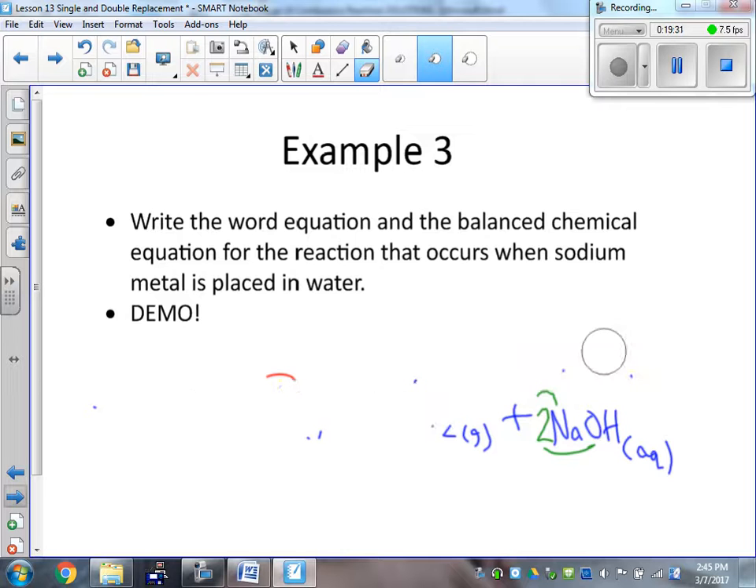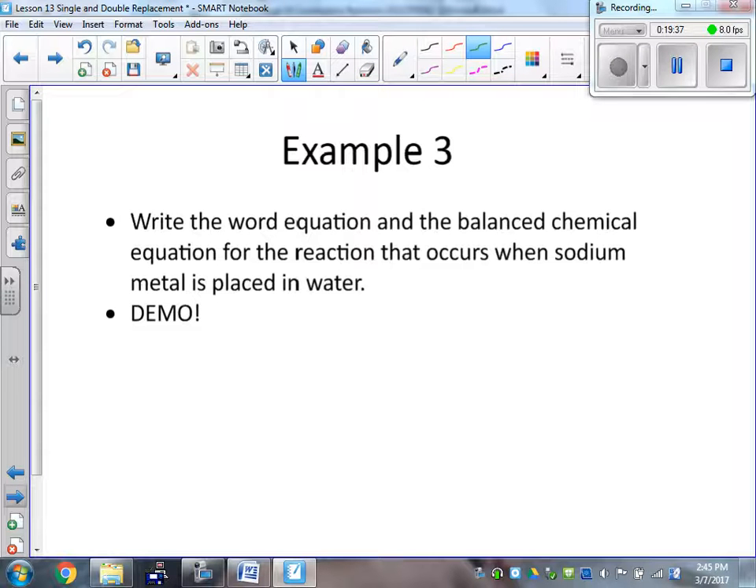If you actually do this, you could probably write out... I'm not going to do the demo today here, but sodium metal is placed into water. I kind of like to leave this one for grade 11, but we'll see. It's kind of cool. So, sodium metal is placed into water. Let's just write that out. Sodium metal reacts with water.